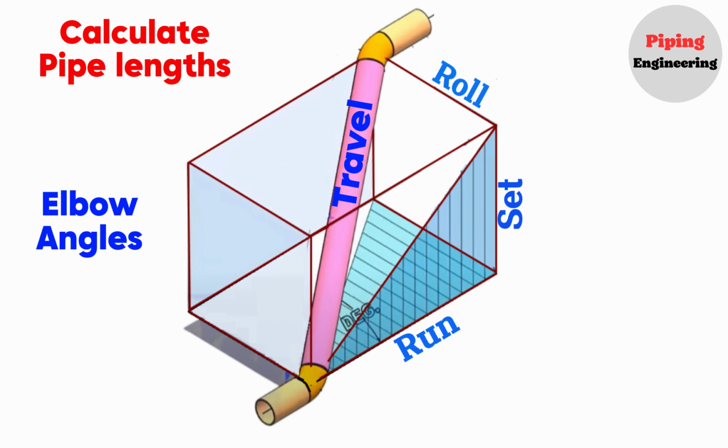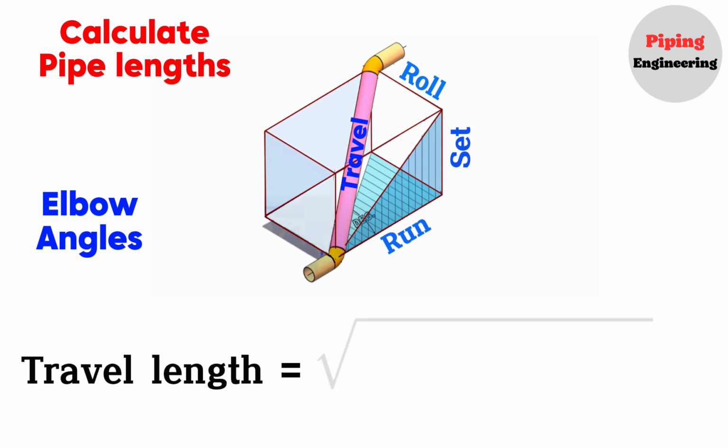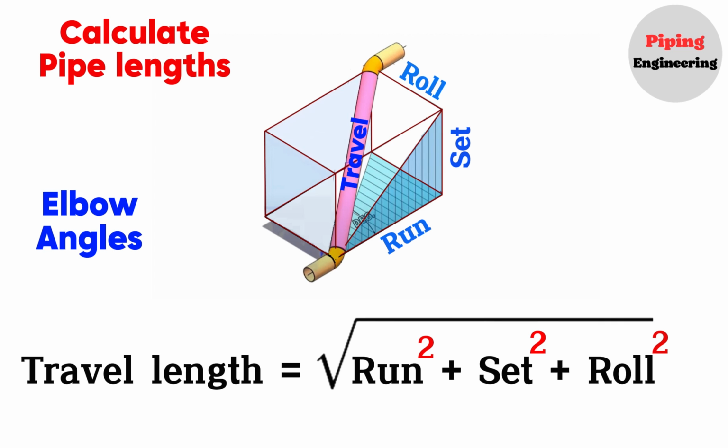In such cases, the following formula is used to calculate the pipe section length. Travel length equals the square root of the square of the run plus the square of the set plus the square of the roll. This formula comes from the Pythagorean theorem in three dimensions, where the run, set, and roll represent the pipeline's movement along the eastward, upward, and northward directions, respectively.